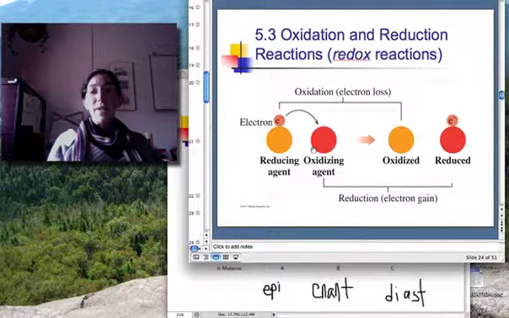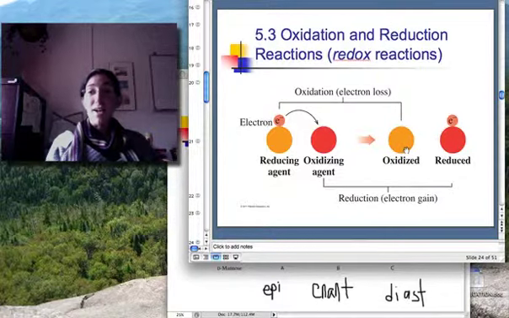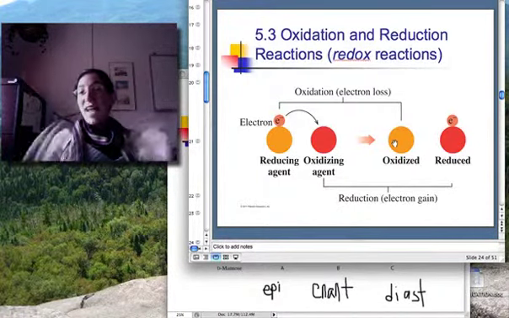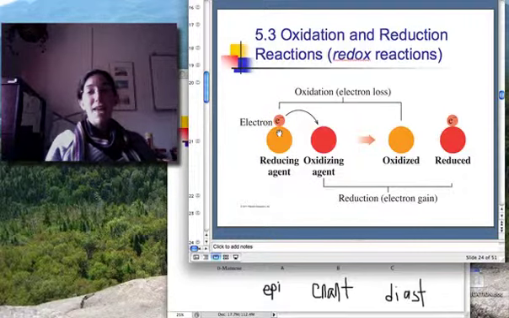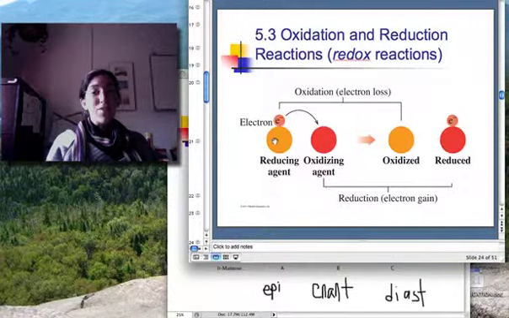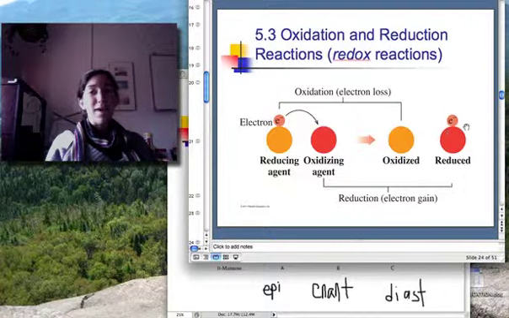So remember with OIL RIG, oxidation is loss and reduction is gain. So this orange molecule here loses an electron. Oxidation is loss, that means it got oxidized, and reduction is gain. This guy gained an electron, so it got reduced, okay? And since one can't happen without the other, the guy that's losing an electron is the reducing agent. The molecule that gets oxidized acts as a reducing agent. It's an agent that reduces another molecule.